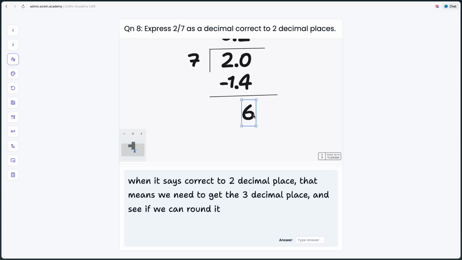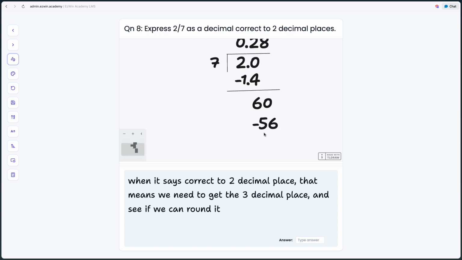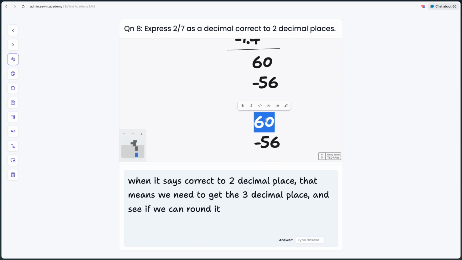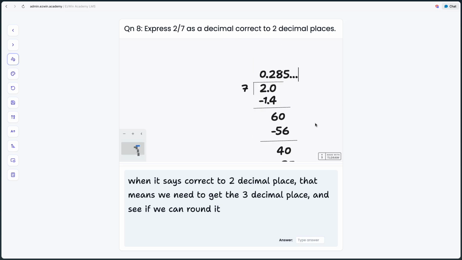Okay, so from here, from 6, we'll put 60. So we minus 56. So 56 is 8 times 7. So I'm going to put 8 here. Then 60 minus 56, and then this will give us 4. Put 4, 0. So I'll just put a line as well as over here. So 40 minus, this will then be 35. Okay, so it will be 285, and then dot, dot, dot. Okay, so we just stop here. That's what I see over here.